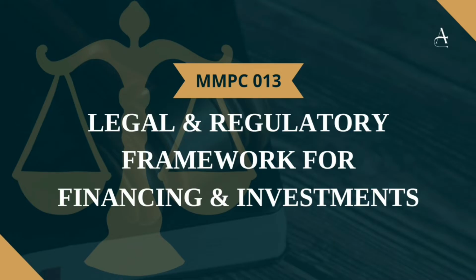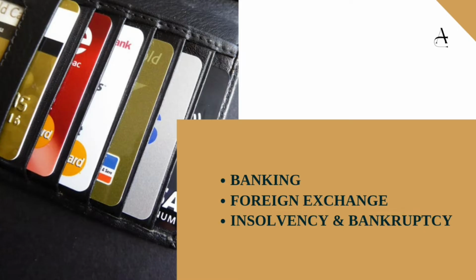This block consists of three units. The first unit deals with the banking related regulations. The second unit deals with foreign exchange management and its regulations. The third unit talks about insolvency and bankruptcy: what insolvency is, what bankruptcy is, what the processes involved when you file for bankruptcy are, how the whole process works. So not the entire framework, but the crucial frameworks that are related to financing as well as investments that take place in the business.